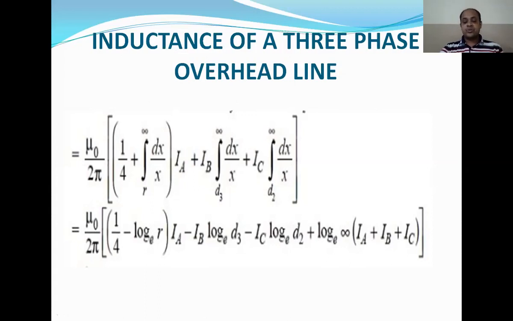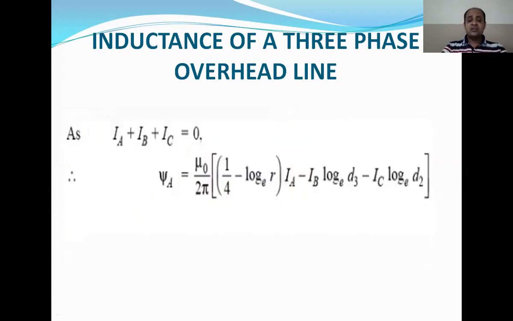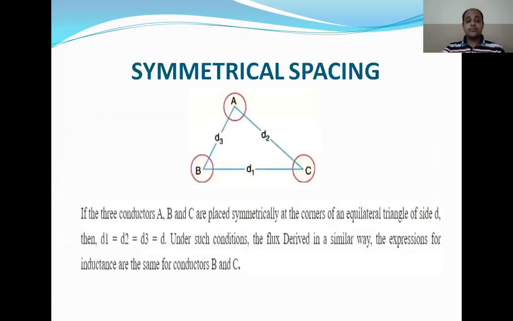And we know that for the balanced condition, the summation of these three currents IA plus IB plus IC equals 0. So putting that value, we'll get IA plus IB plus IC equals 0. That means psi equals mu 0 by 2 pi into 1 by 4 minus log r into IA minus IB log d3 to the base e minus IC log d2 to the base e. So this is the equation of the flux linkage of conductor A due to all the three currents. This is the flux linkage of conductor A.